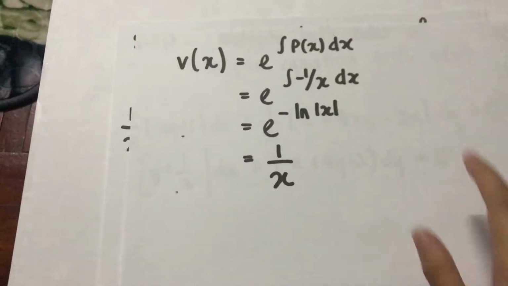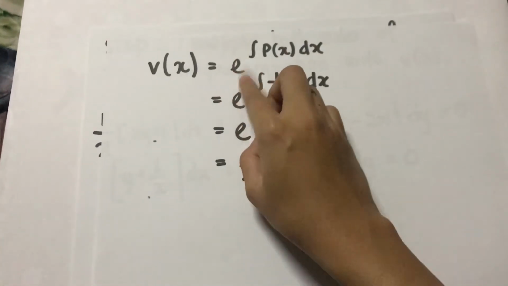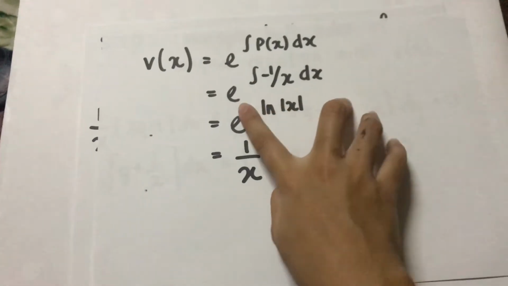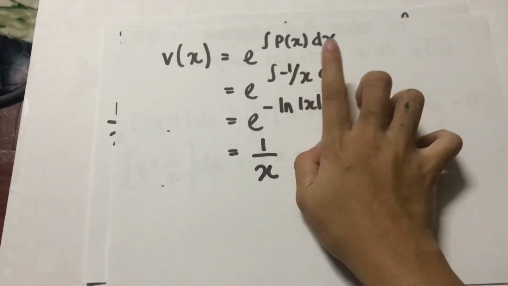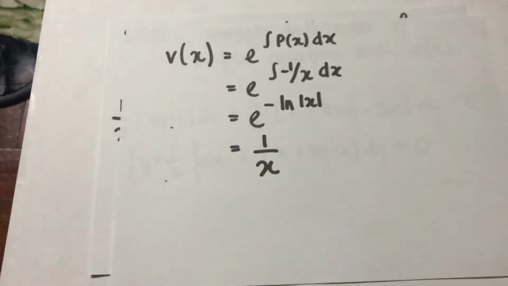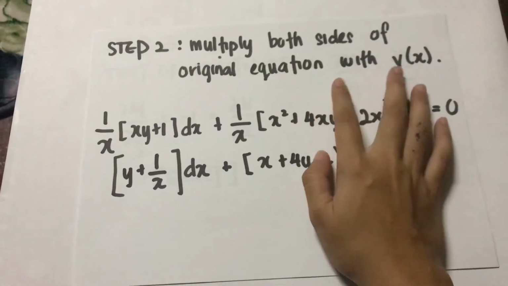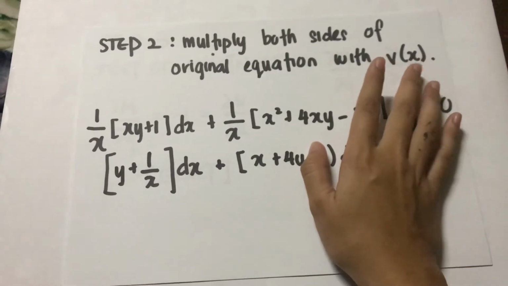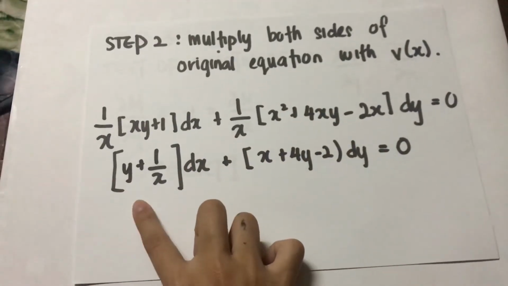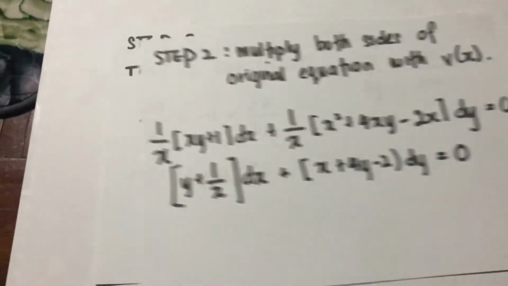Then we're going to find the integrating factor by this formula, exponential of integrate px dx. So we're going to integrate minus 1 over x, and we get this. This is the integrating factor. Then we're going to multiply both sides of the original equation with the integrating factor, which is Vx. After we multiply, we get this equation, which I name as equation 1.